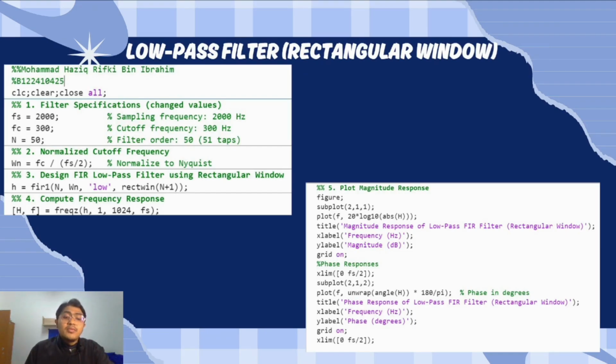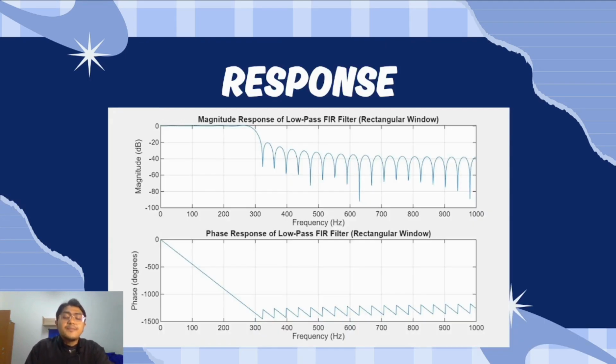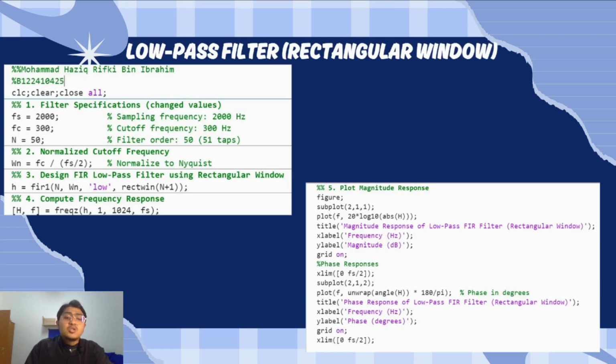So let's begin with the low pass filter designed using a rectangular window. This filter is intended to pass low frequencies and block high frequencies. Basically, in our code, the cutoff frequency is set to 300 Hz with a sampling rate of 2000 Hz. So the Nyquist frequency is about 1000 Hz.